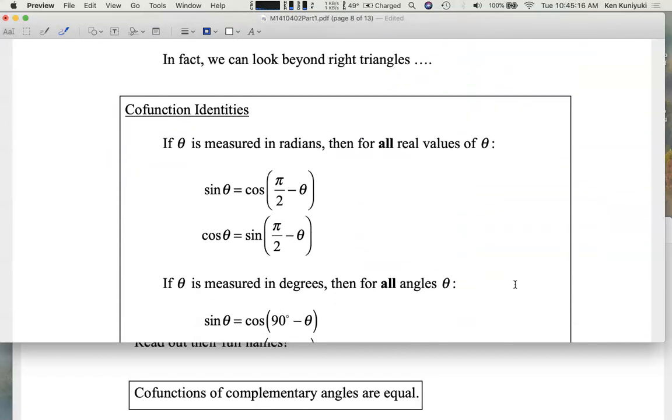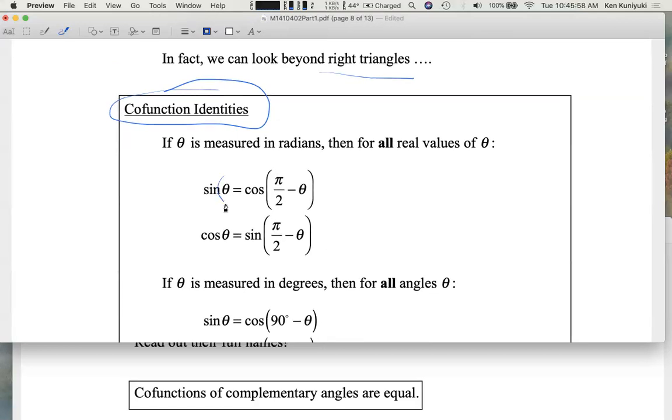All right. So how can we write out the cofunction identities? And bear in mind that these go beyond acute angles and even right triangles. So this will apply even if theta is 1,000,000 radians or -6 radians. This applies where theta is any real value, any angle in degrees or any angle in radian measure, any real number, really. There are a whole bunch of them. If theta is measured in radians, then for all real values of theta, these two statements will be true.